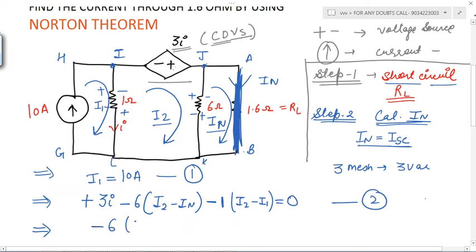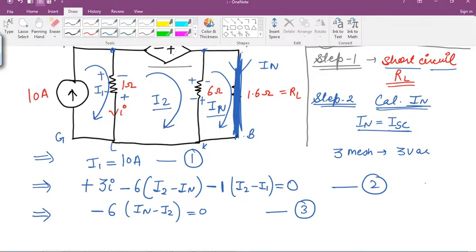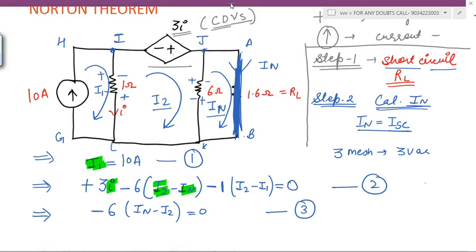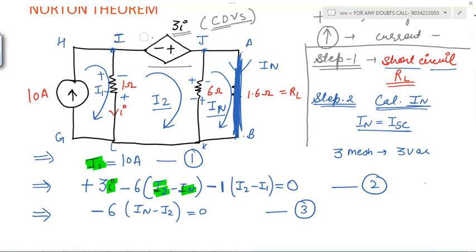Resistance is 6, and how much current is flowing? That is IN minus I2 is equal to 0. So this is your third equation. Now you have to see how many variables there are. I1 is one variable, I2 is another, IN is another, and because of this dependent source we have a fourth variable, that is I. So for solving 4 variables we have to make 4 equations. Then only you can solve it through the calculator. So for 4 variables you have to make 4 equations.